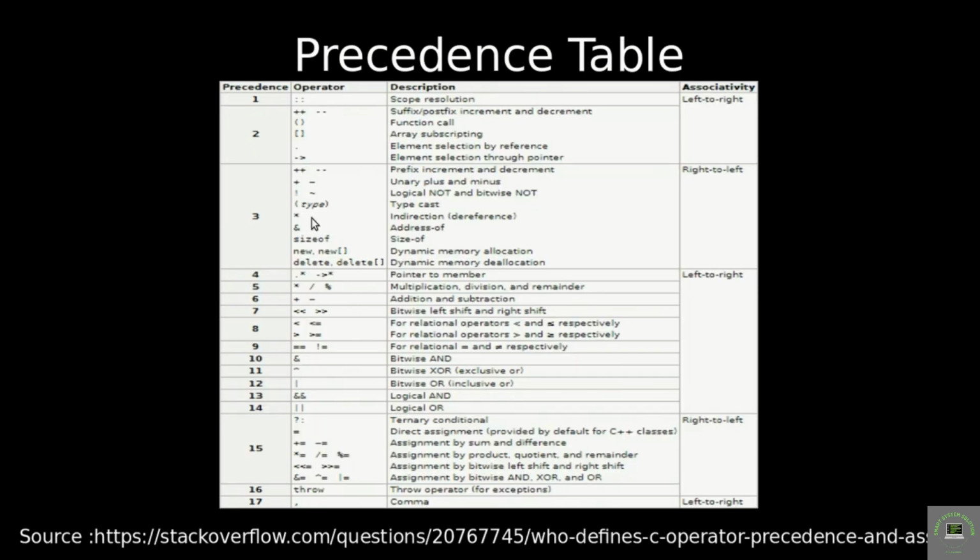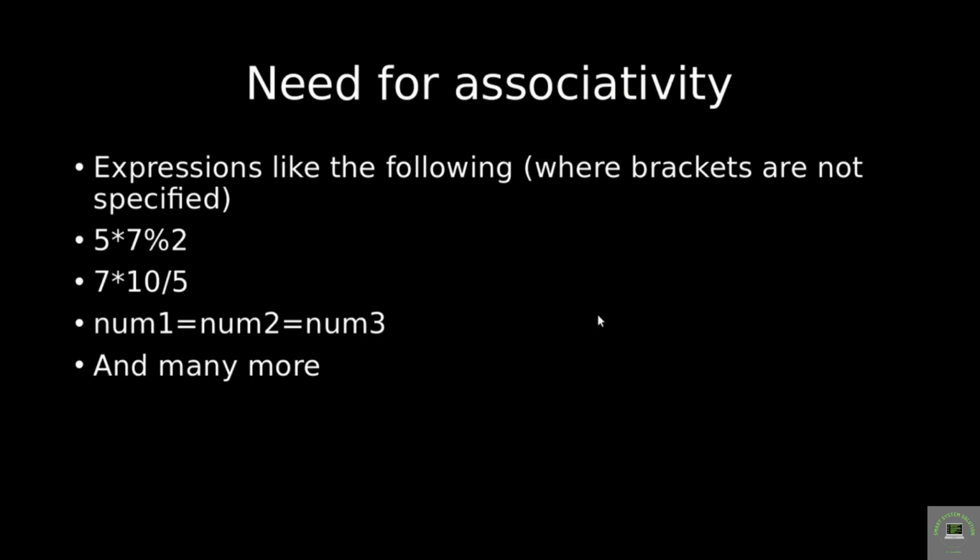Let us have a look at the assignment operator. Here is the assignment operator. Its associativity is from right to left. Therefore, num3 would assign its value to num2, num2 would assign its value to num1, and this is how this expression would be evaluated. So associativity is required whenever brackets are not explicitly specified in an expression.